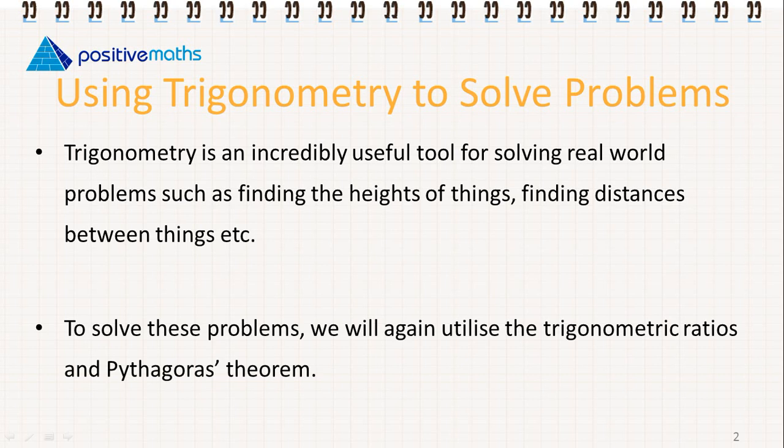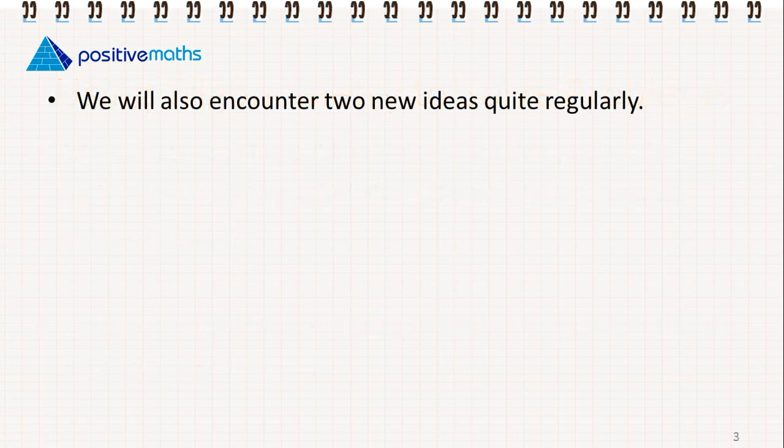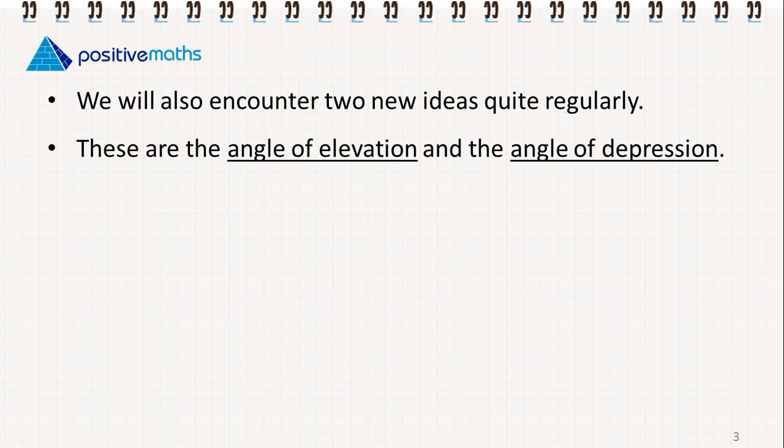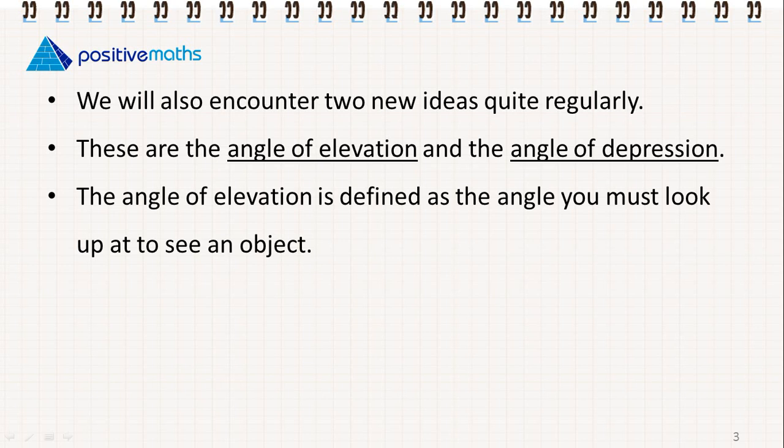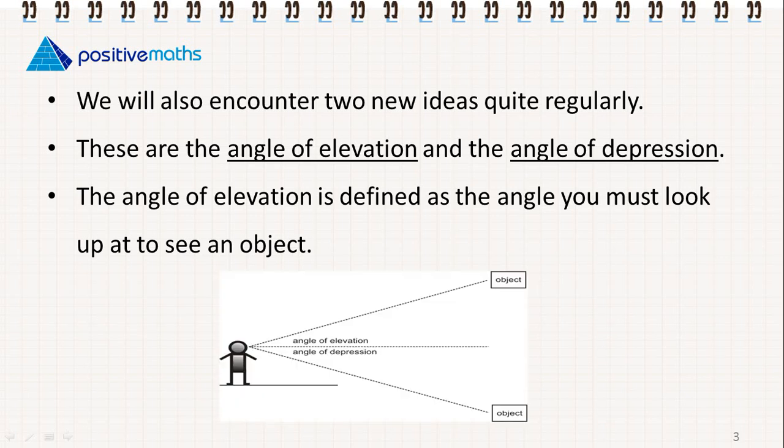To solve problems, we will again utilize the trigonometric ratios and Pythagoras' theorem. We will also encounter two new ideas quite regularly. These are the angle of elevation and the angle of depression. The angle of elevation is defined as the angle you must look up to see an object.